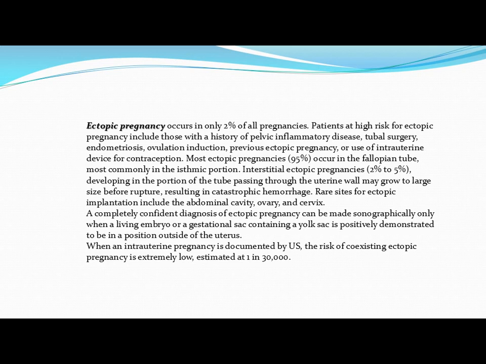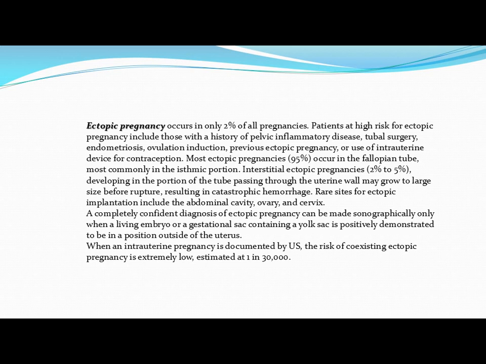Most ectopic pregnancies, 95%, occur in the fallopian tube, most commonly in the isthmic portion. Interstitial ectopic pregnancy, 2% to 5%, developing in the portion of the tube passing through the uterine wall, may grow to large size before rupture, resulting in catastrophic hemorrhage. Rare sites for ectopic implantation include the abdominal cavity, ovary, and cervix.